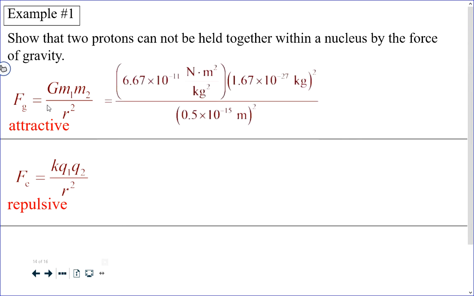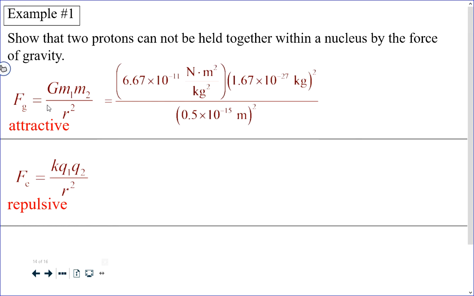When we substitute all of the numbers into Newton's universal law of gravitation, we have 6.67 multiplied by 10 to the negative 11 newton meters squared per kilogram squared. So when you look up the mass of a proton on your data table or data sheet, it's 1.67 times 10 to the negative 27 kilograms. I'm squaring that because we have to multiply by the mass of the proton and the mass of the other proton. We're talking about two protons. Divided by 0.5 femtometers. If you were to go to your data table and look up the metric prefixes table, you would see that femto means 10 to the negative 15. So we have to divide by that squared.